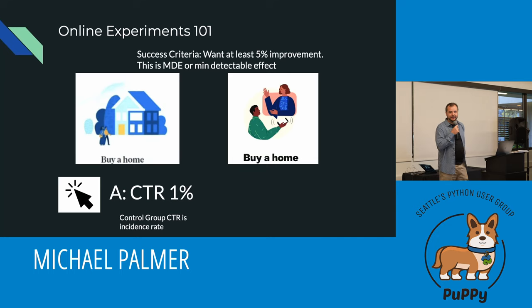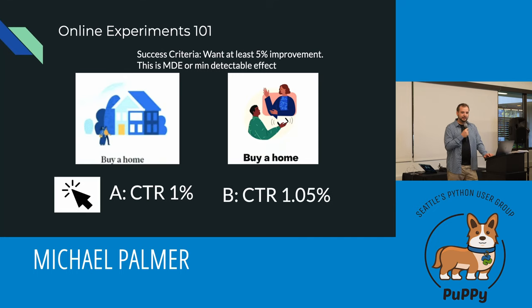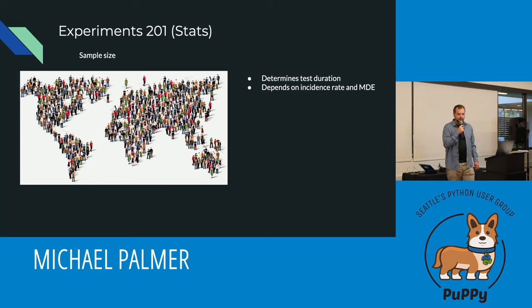There's also a success criteria, so you might want to improve the metric of click-through rate by about 5%, and the statistical literature will call that minimum detectable effect. It's like, what's your threshold for success? And then you have the effect size times the click-through rate, and then add those together, and that gets you what you're trying to achieve for the treatment group. So those factors determine what sample size is, and so incidence rate and minimum detectable effect determine your sample size, and that ultimately determines how long it takes to run an experiment.